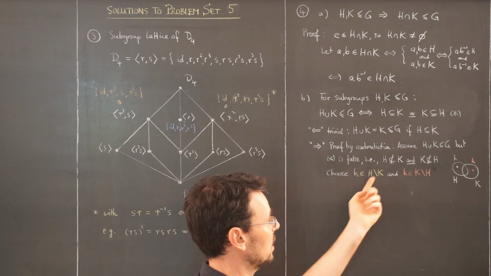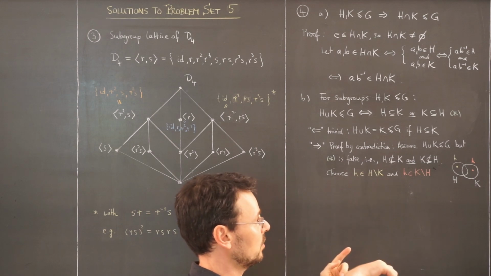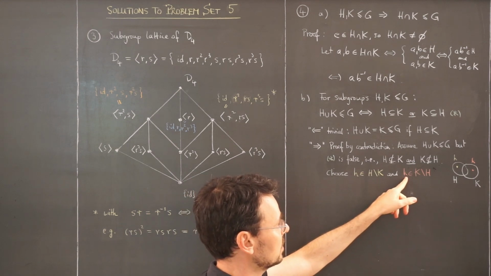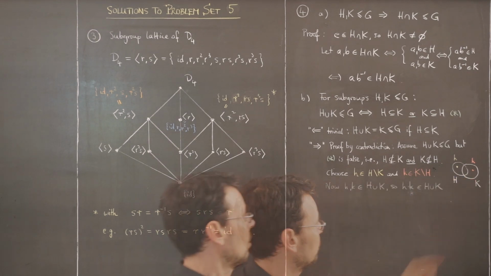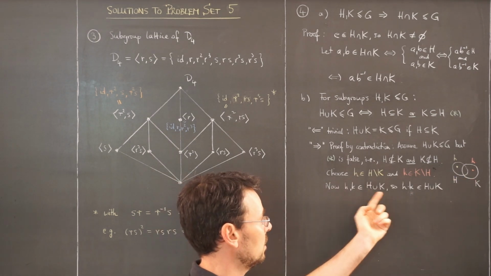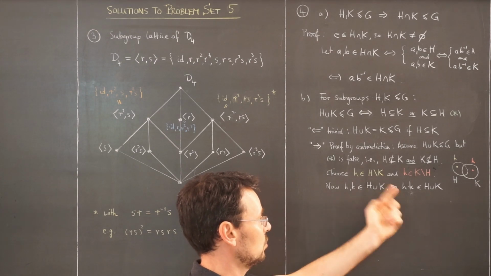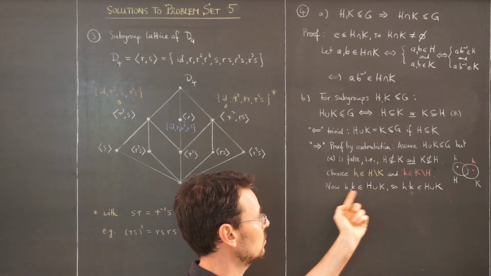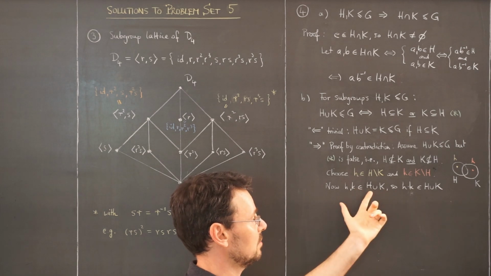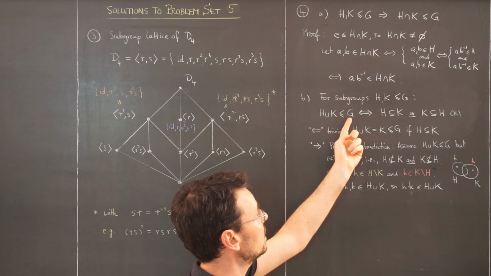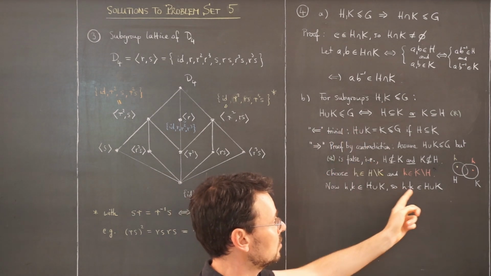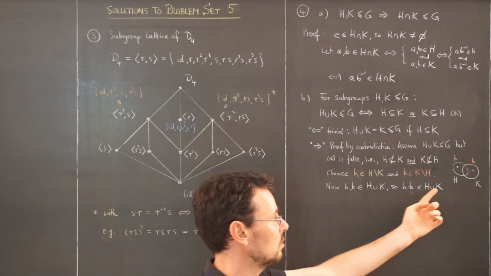So we choose an element h in H without K, and also there exists an element, a small k, in K without H. Now obviously both lie in the union, because H is a subset of this union, and K is a subset of this union here. But then because we assumed that the union is a subgroup, this product must lie in the union.